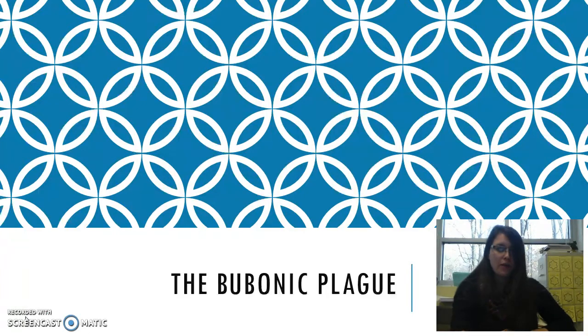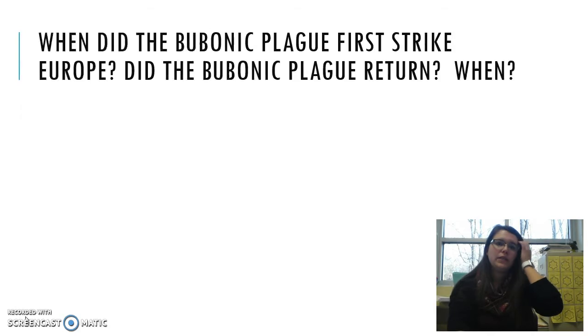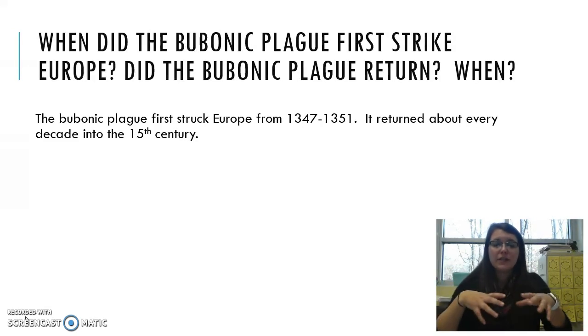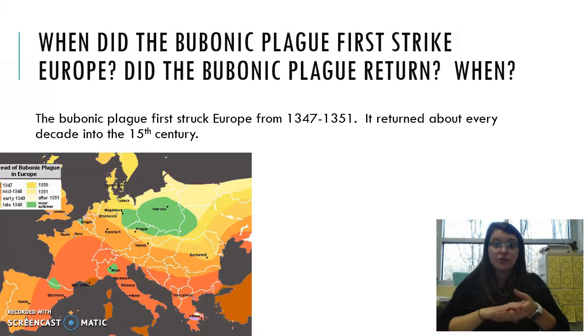Okay, so we're going to start out with question 1. When did the bubonic plague first strike Europe? Did it return, and when? So it does return. In your book on page 56, there is a spread of the plague. It first struck Europe from about 1347 to 1351. Then it returned about every 10 years or so. The map that is on your screen shows how it spreads.